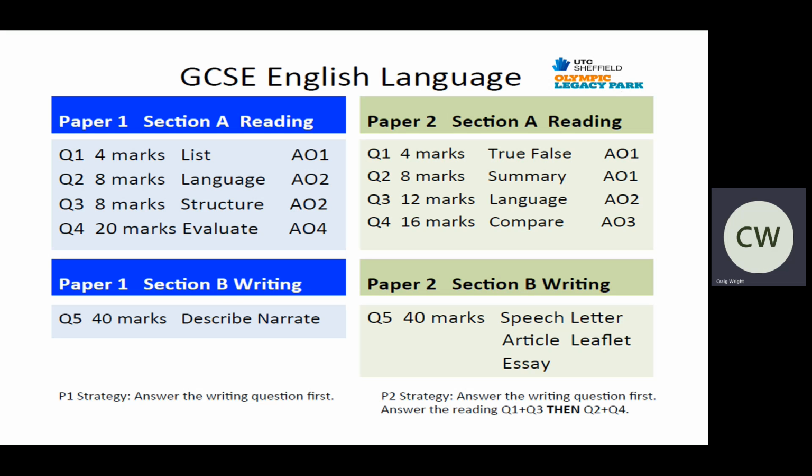Question 3 is another language question, the same as question 2 on paper 1, but it's worth 12 marks this time. So if they can do question 2 on paper 1, they can certainly do question 3 on paper 2. Question 4 is a comparison question. Worth 16 marks, so it's quite an important one, but it tends to be about the writer's attitudes, how they're different, how they present their attitudes, thoughts and feelings.